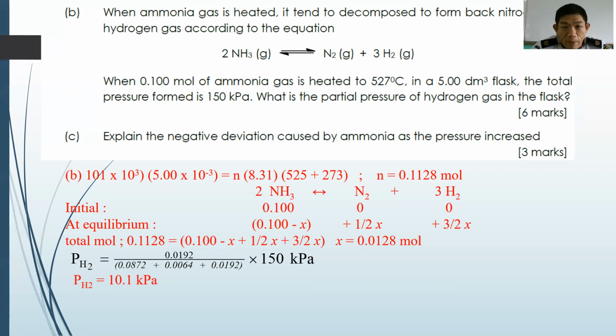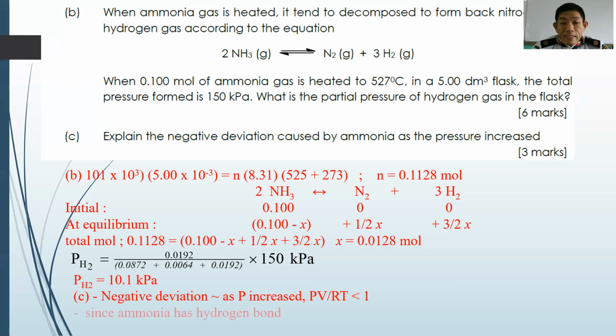Last but not least, C, explain the negative deviation caused by ammonia as the pressure increases. So you have to explain what causes the negative deviation. The negative deviation is caused by attraction forces, and specifically for ammonia, it has hydrogen bond. As a result, PV over RT is lesser than 1. So the attraction forces are strong, and that is why the pressure exerted is lesser than expected. When you have a pressure lesser than expected, that is why it gives a negative deviation.